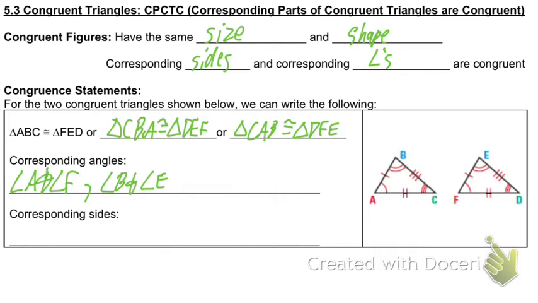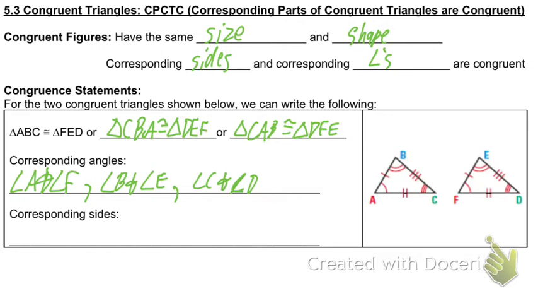Technically speaking, corresponding angles don't always have to be congruent. But when the figures are congruent, they will be congruent. So because angles B and E correspond in these congruent triangles, they're congruent. Who can give me the last set of corresponding angles? Angle C and angle D. I like the CD.